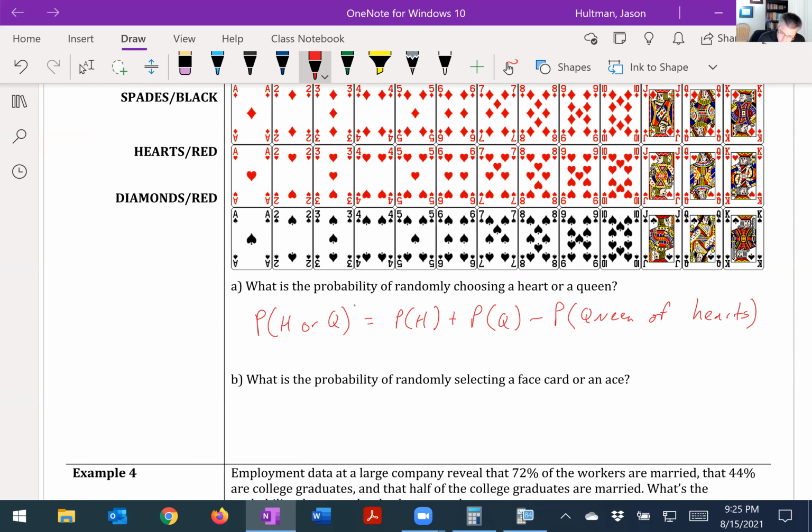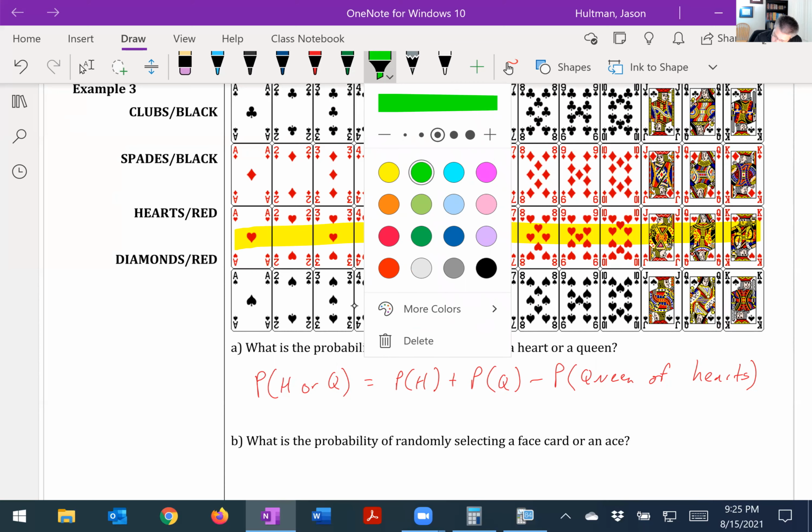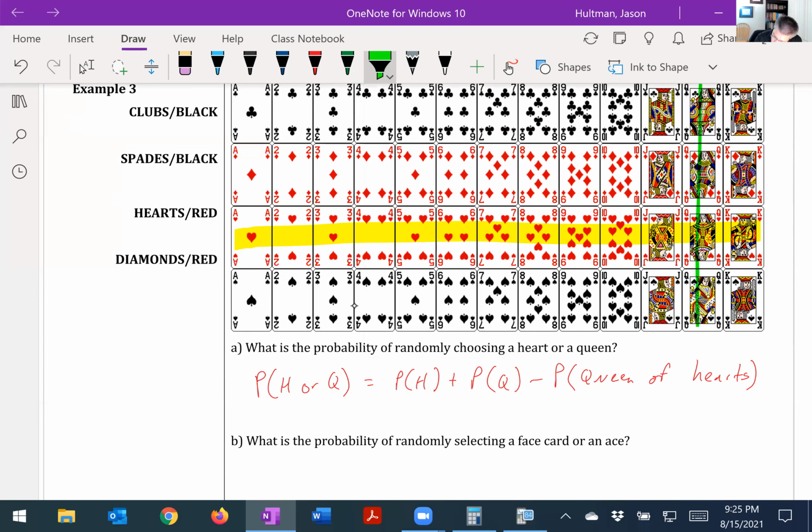Okay, so what does this look like? Well, let's pull out the highlighter here. If I have the hearts, which ones are the hearts? It's these guys. If I have the queens, those are these guys here. And so which one gets counted twice? Well, it's the queen of hearts, this guy right here. That guy there gets counted twice. I don't want to count it twice. I just want to count it once.